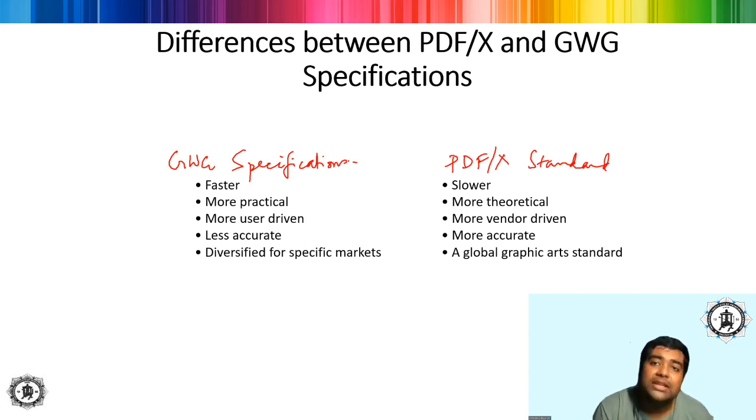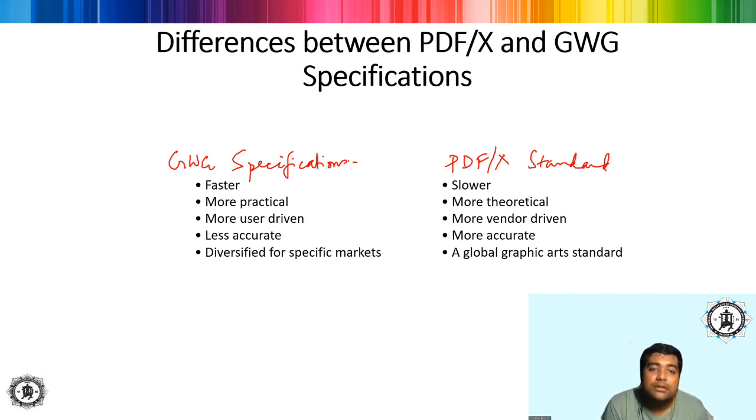If you use them, the likely chances of your PDFX file getting rendered properly increases manifold. That is why they are not standard, and therefore their specifications. Okay, in comparison to the GWG specification, the PDFX standard is quite slow because it's international. It is done by ISO. It is going to cater to the entire world. So the rate of publication of those standards is quite slow.